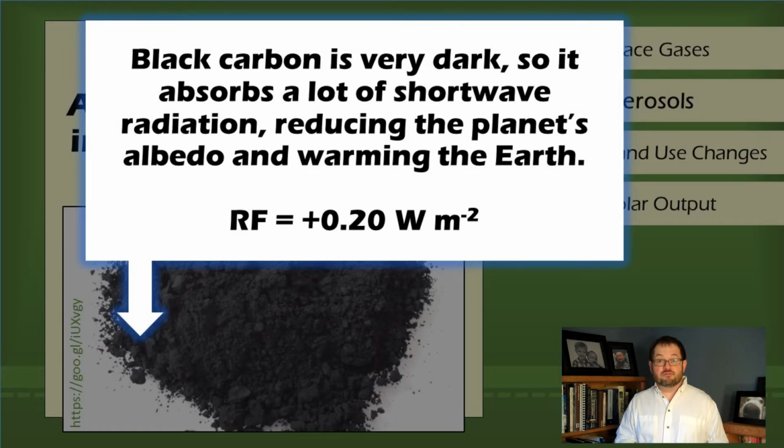Shortwave radiation from the sun that hits it is absorbed. That is a warming of the Earth's climate. And in fact, it is a radiative forcing. It can be worked out. It works out to a positive radiative forcing of about 0.2 watts per square meter. So the black carbon that's coming out of a smokestack is actually contributing to the planet getting warmer.